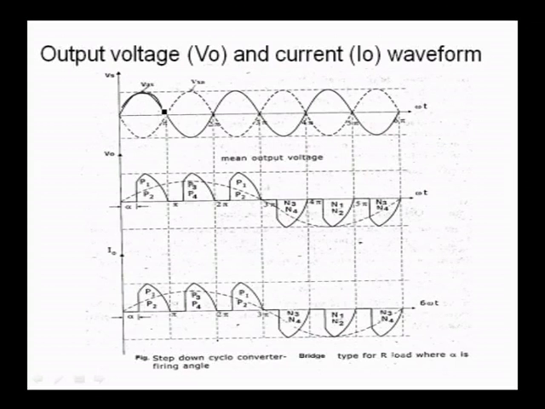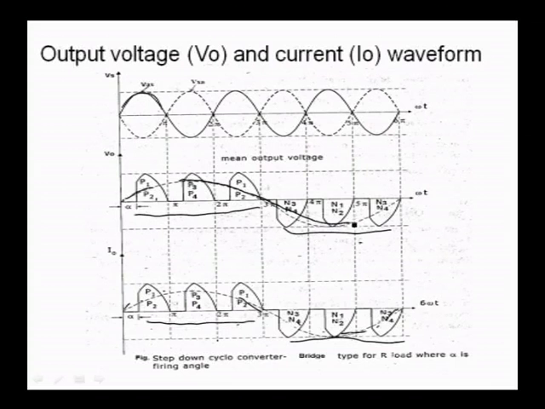Now the thyristors P1, P2 are conducting here, then P3, P4, P1 and P2. This is when the positive converter is on, and this is for the negative converter. This is the current waveform, this is for the positive converter, this is for the negative converter. You can see the envelope of the output waveform. This is the envelope of the output voltage.